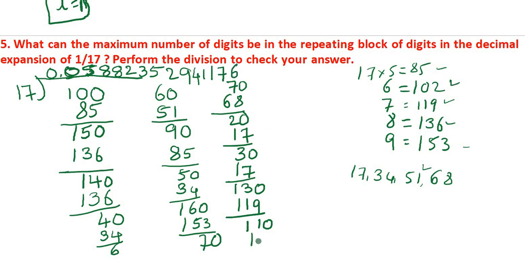Next, 102, we have 8 here, again 80. 80 means 4 times 17 is 68. Okay, 68. Again we have 12 here. Okay, 12 here means again 0. What's the nearest number to 120? 7 times 17 is 119. Now we have 1.